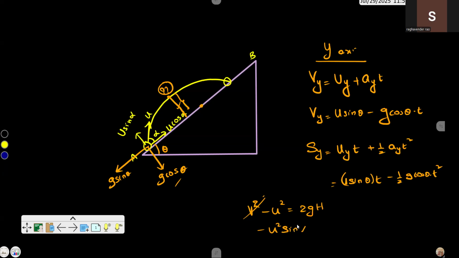0 minus u square sine square alpha is equal to 2 into minus g cos theta into height. So height can be written as h is equal to minus u square sine square alpha by minus 2g cos theta, here also g is negative. Minus minus gets cancelled. It is u square sine square alpha divided by 2 into g cos theta. That is the expression for maximum height.